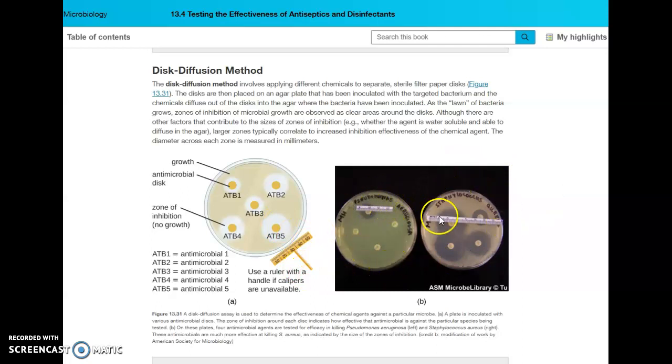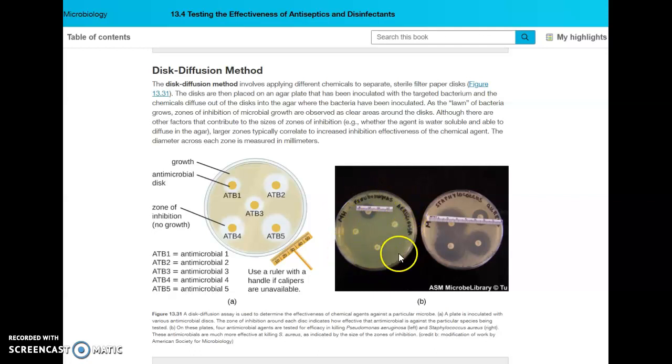So in this particular example here, you've got Pseudomonas aeruginosa, you've got Staphylococcus aureus, and you have 4 discs that have been placed there. And you can see this lawn. You can see how the bacteria growth is in different directions because we really want that all over coverage.